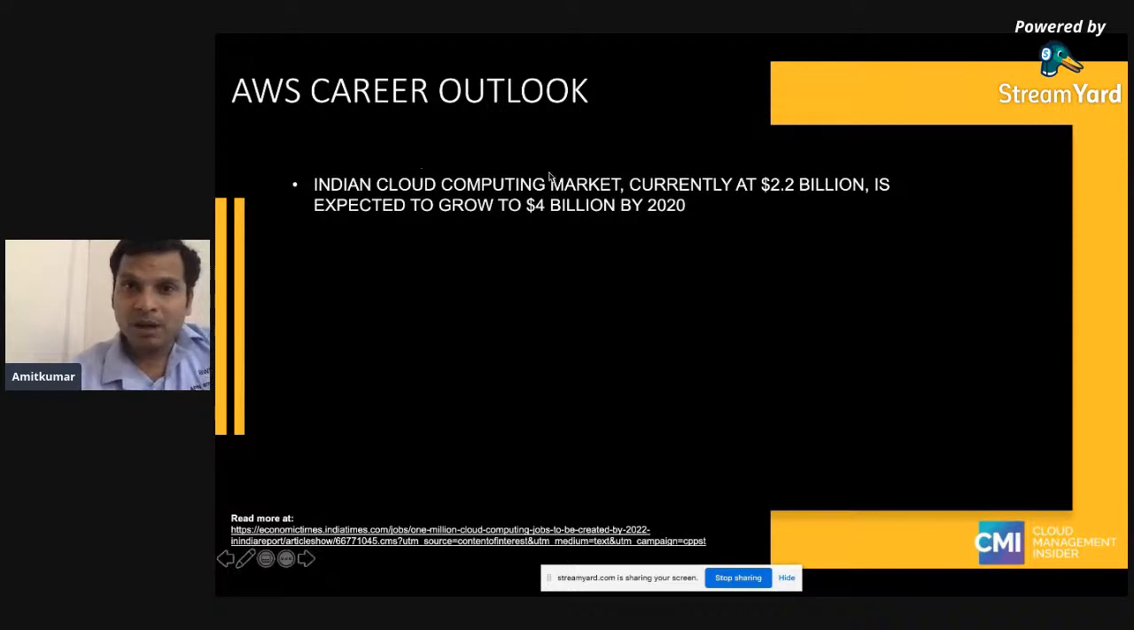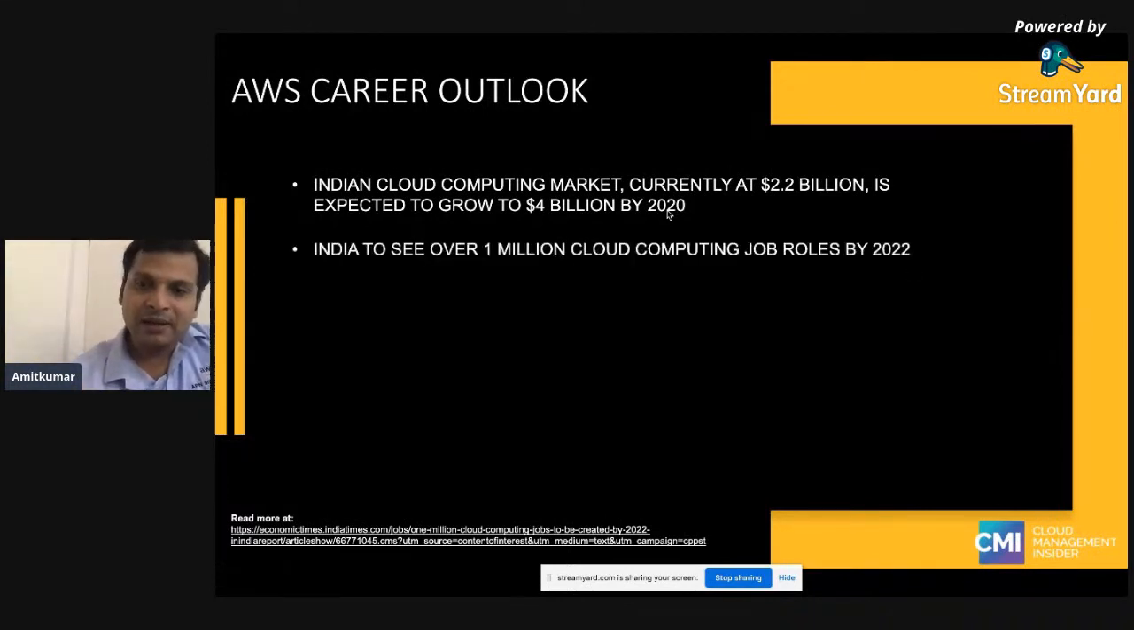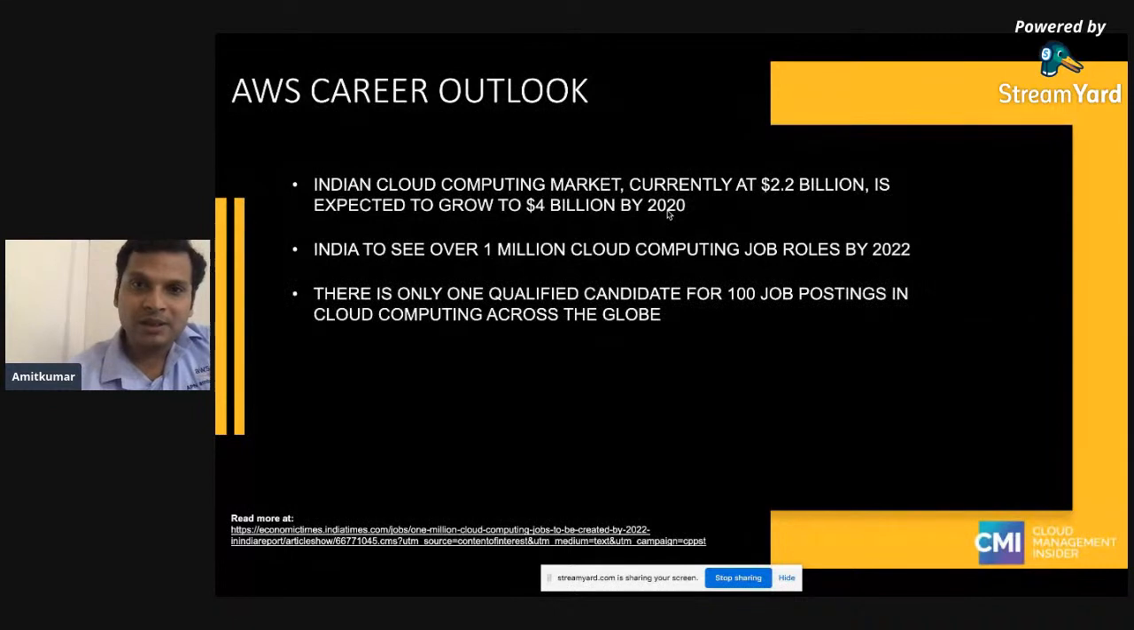Indian cloud computing market. I've just tried to put some attractive and interesting statistics on how large the market is going to be. This is going to be pushed a little bit because of the COVID-19 crisis. But I have an interesting point to make on COVID-19. India is going to see more than 1 million cloud computing job roles by 2022. What are the various jobs?